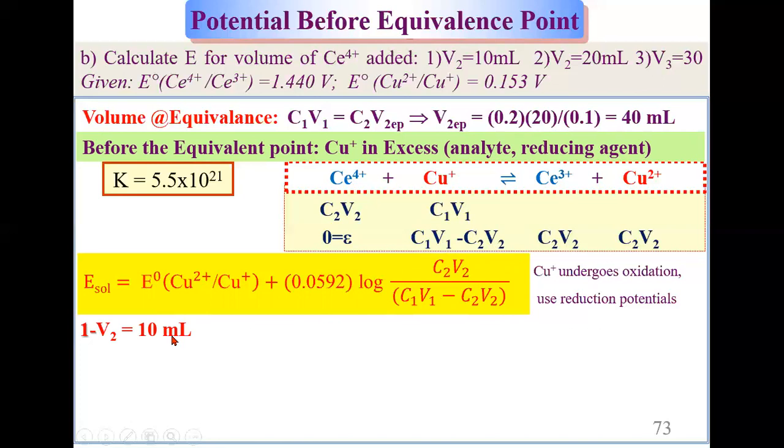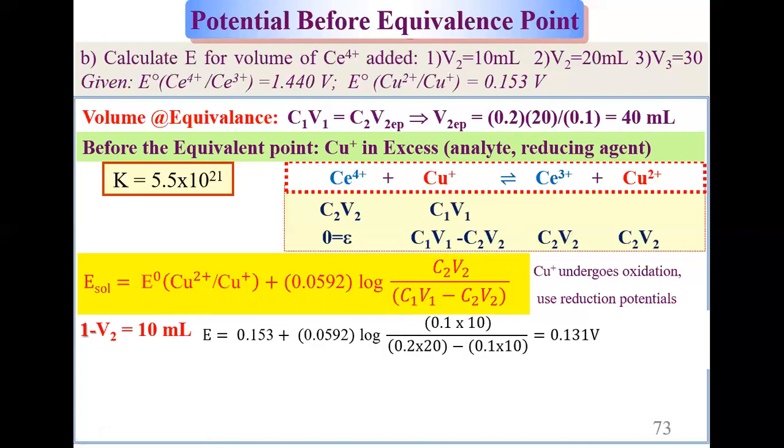At volume equals 10 mils, simple substitution. You have the E naught, and you have the 0.0592 log. C2 is 0.1 molar. V2, the volume added of the selenium, is 10, so that's times 10. C1V1 is 0.2 times 20, minus C2V2, which is 0.1 times 10. Do the number crunching and you get this voltage for the E of my solution.